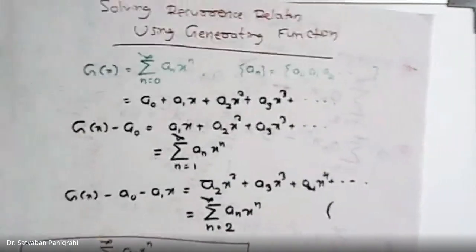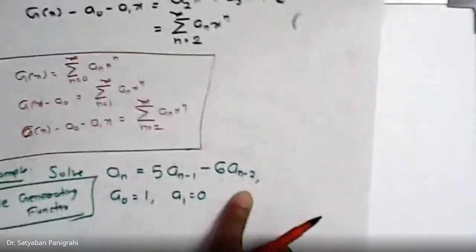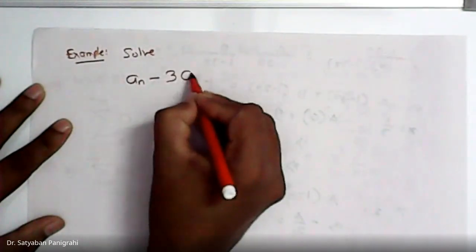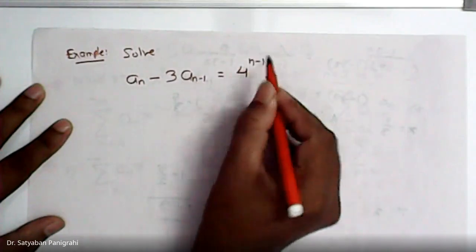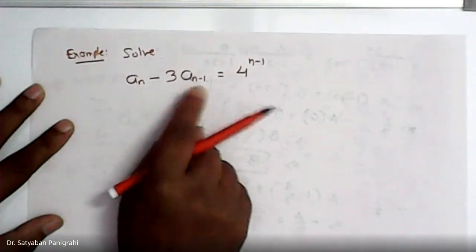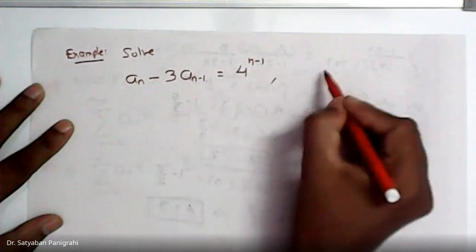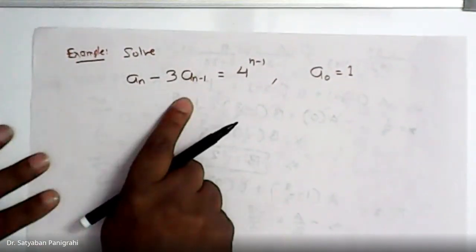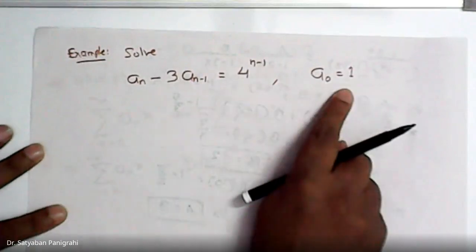This is one question we have solved for the homogeneous one. Okay, no extra n term present. Now I want to solve one non-homogeneous equation. Now take this example. Solve a_n minus 3a_(n minus 1) equal to 4 to the power n minus 1, with given a_0 equal to 1. Okay, I want to solve a_n minus 3a_(n minus 1) equal to 4 to the power n minus 1 with condition a_0 equal to 1.